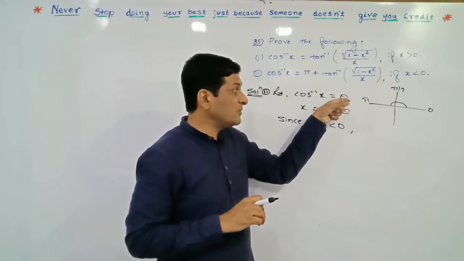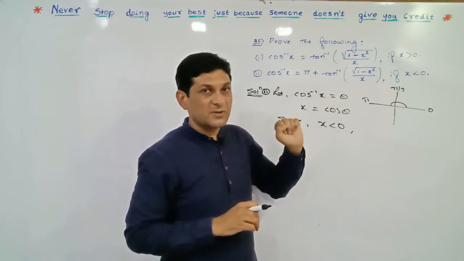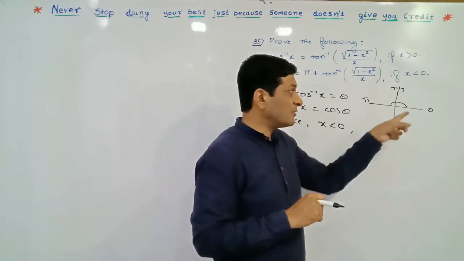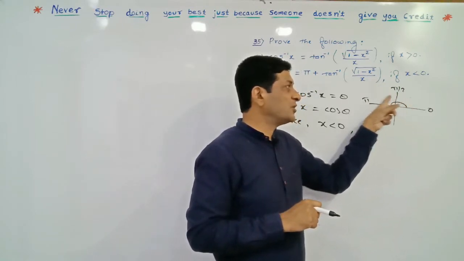Now theta is nothing but the value of cos inverse of x. Since it is a value of cos inverse, it lies in the range of cos inverse. And what is the range set of cos inverse? That is 0 to pi.